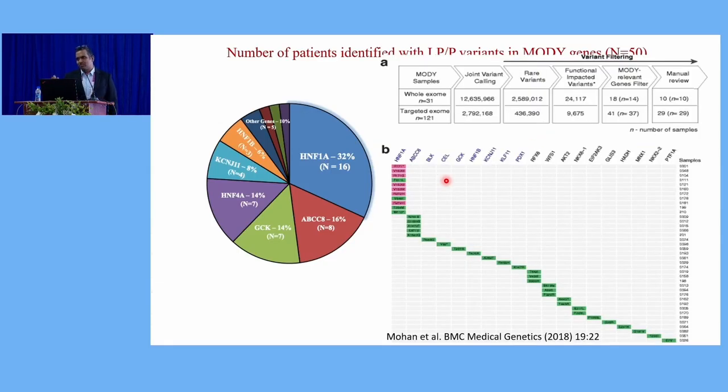And even Dr. Mohan and Dr. Radha also published their data in 2018. They looked at 121 targeted exomes, basically a virtual exome, where they looked at these genes, and they found a similar pattern, with HNF1 alpha and ABCC8 on top. So this shows that HNF1 alpha and ABCC8 are definitely the top genes in our country. But still there are other genes, and GCK seems to be much lower, but there are still a considerable number. So we're looking at strategies for how we can pick up even these rarer forms at a higher rate.